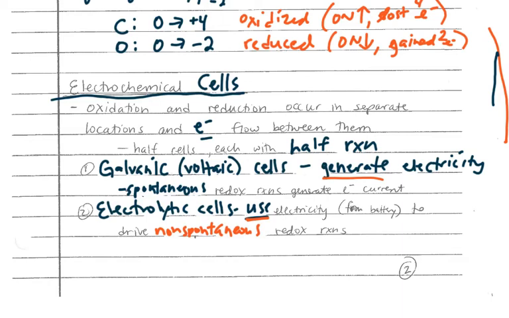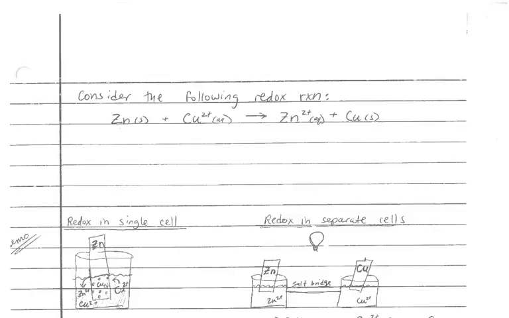All right, so let's consider this reaction here. Okay, so we've got zinc. Let's do our oxidation numbers. Solid zinc in its natural elemental state has an oxidation number of 0. Copper 2+ ion, that's easy. The charge tells us the oxidation number. Zinc 2+, easy. And solid metallic copper, in its natural elemental state, has a charge of 0.